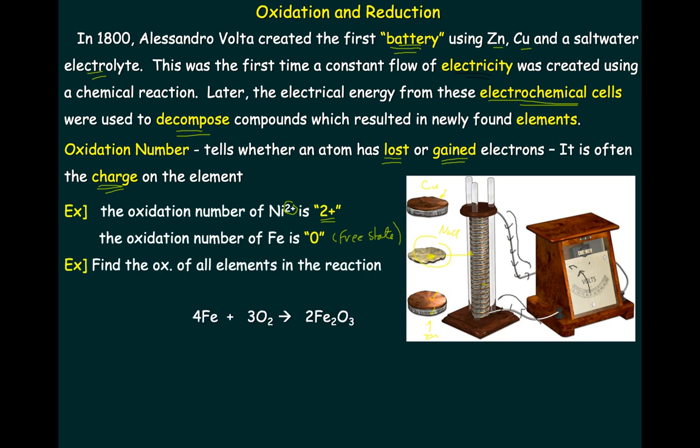All right. So in this case, if you were to find the oxidation numbers of all elements in this reaction, iron plus oxygen yields iron oxide, again, we're looking at the oxidation number of just that element. We're not counting the coefficients. Remember, coefficients are simply multipliers.